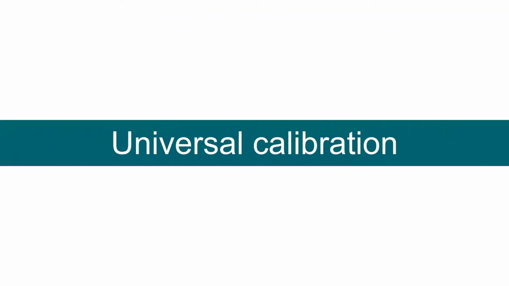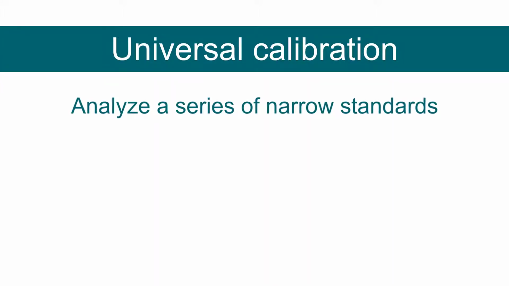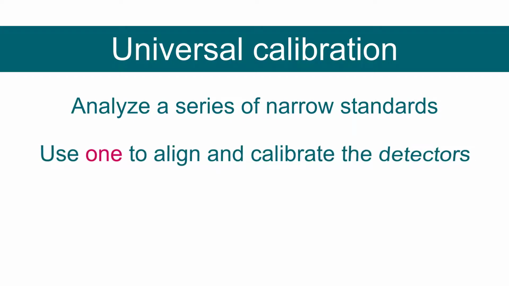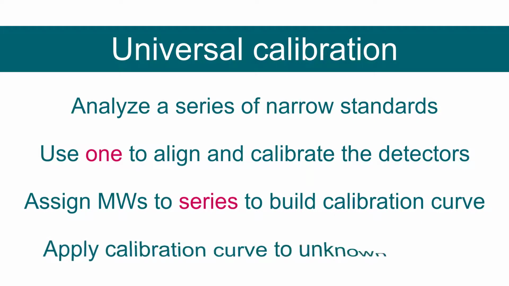To recap, the universal calibration process is as follows. Analyze a series of narrow standards. Use a single narrow standard to align and calibrate the detectors. Assign molecular weights to the standard series to build a calibration curve, and apply the calibration curve to an unknown sample.